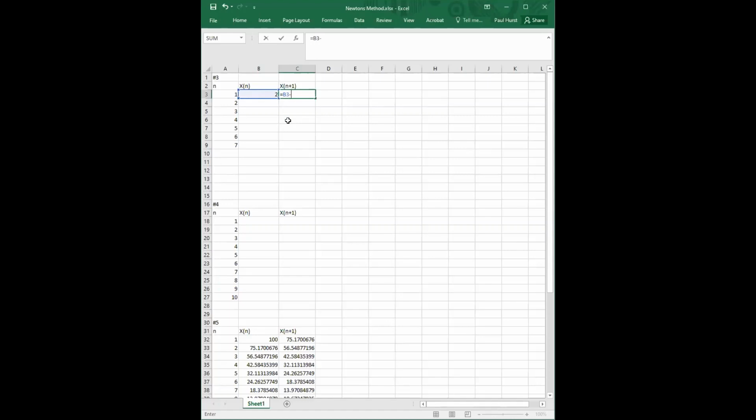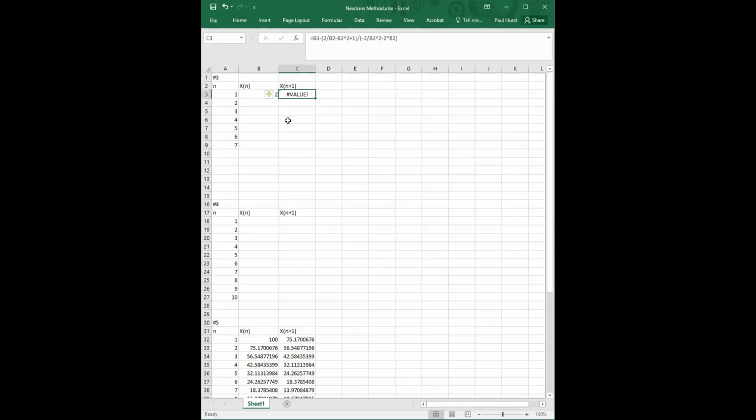Okay, and then minus, and then for the numerator, I have 2 over B2, minus B2 squared, plus 1. That's the numerator, that's f of x. The denominator is f prime of x2. The derivative was negative 2 over B2 squared, minus 2 times B2, times 2x2.